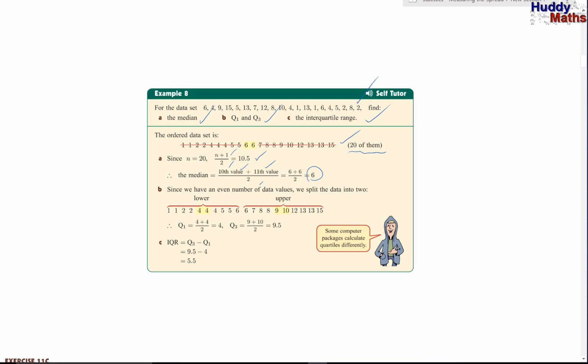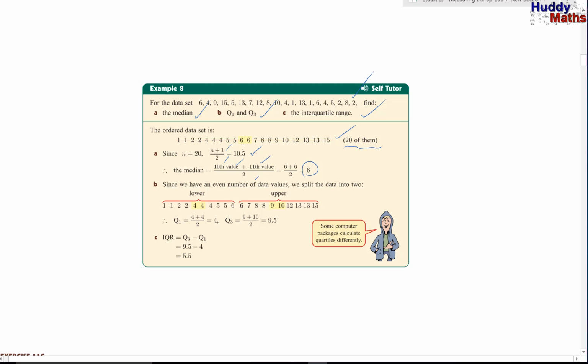So counting in, the 6th score is actually the value 6. So here it is in here. We've got the 10th and 11th score, sorry, is a value of 6. 6 plus 6 on 2 is 6. So we're halfway between those two scores there.